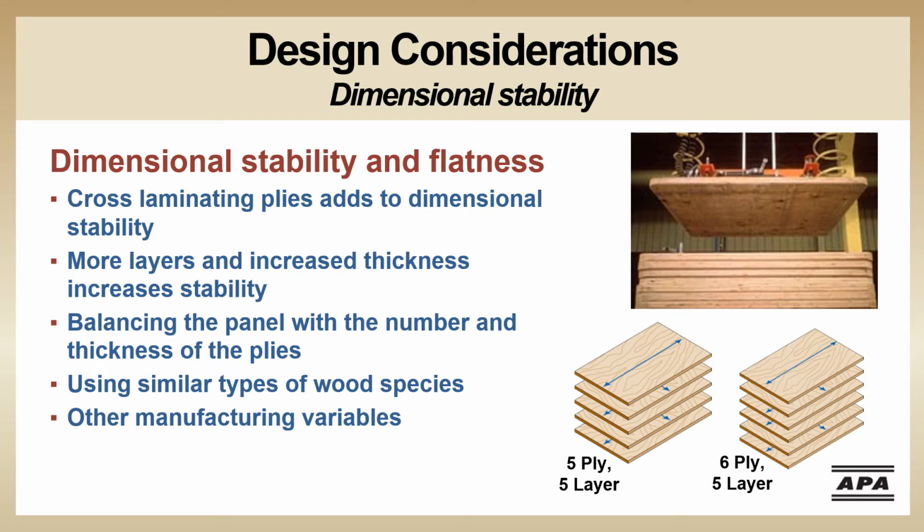This refers to the number and thickness of plies above and below the center of the panel, and also using similar species of wood in those areas. There are other manufacturing variables, such as in overlay panels, where there is often a less expensive overlay placed on the back of the panel to make it less likely to move out of a flat plane.